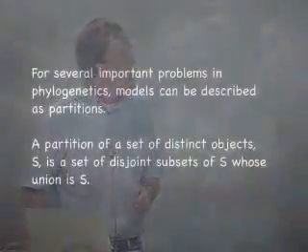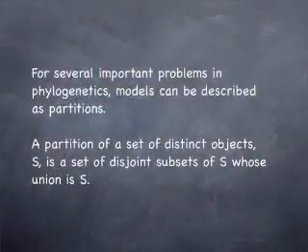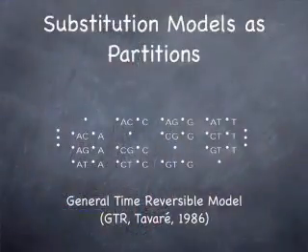So the first observation I'm going to make is that, not as a universal statement, but for many phylogenetic models, I think you can actually describe the different possible models as partitions. And I mean partitions in the mathematical sense, where a partition is a set of distinct objects. A partition of a set of distinct objects, S, is a set of disjoint subsets of S whose union is S.